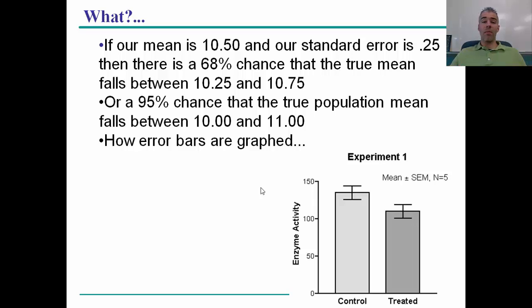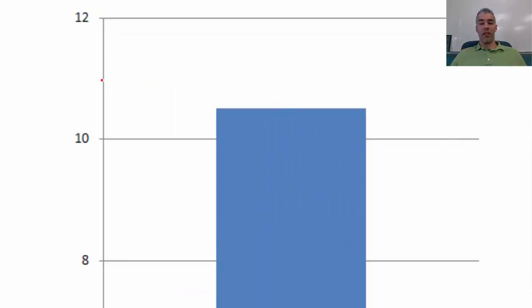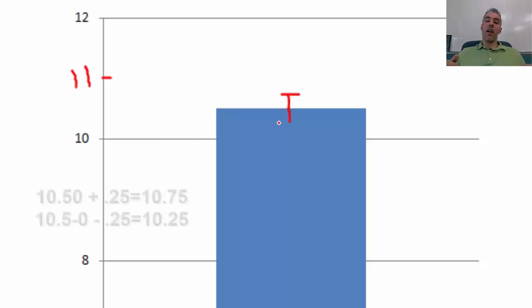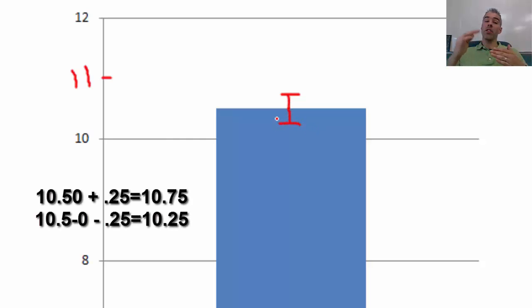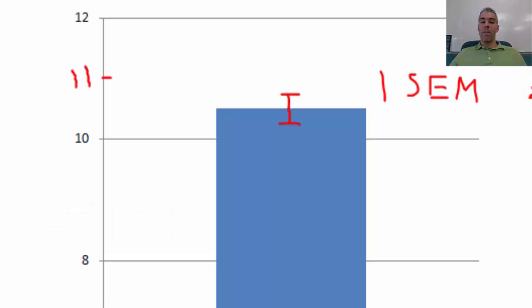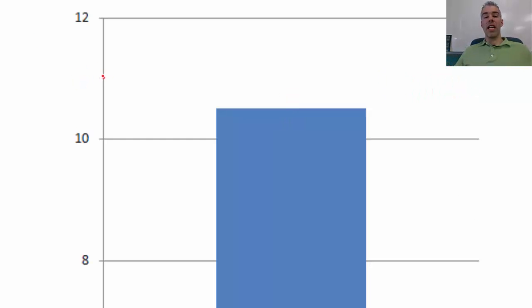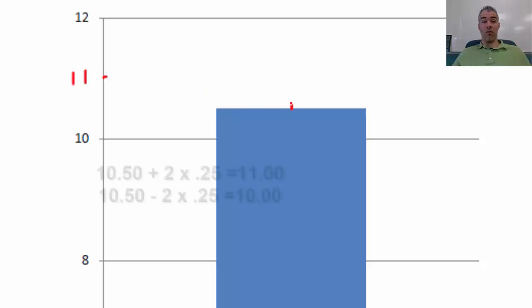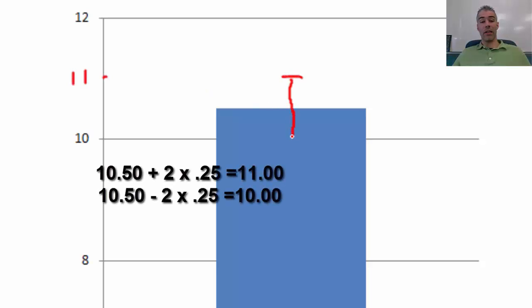So if our mean is 10.5 and our standard error is 0.25, then there's a 68% chance that our true mean falls between 10.25 and 10.75, so 10.5 plus or minus 0.25. And you put the error bars in there to actually show that. If we do 2 standard deviations from the mean, which is what we almost always will do, there's a 95% chance that the true population mean will fall within 10 and 11.